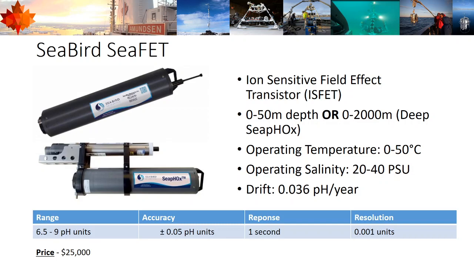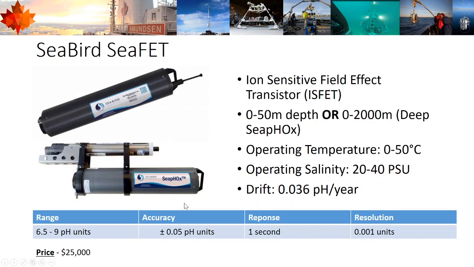The conduction channel of the transistor is covered with an insulator that has a surface coating. The surface charge of this coating is dependent on the pH of the solution it's exposed to. So changes in solution pH alter the potential on the conduction channel, which allows ocean pH to be measured.